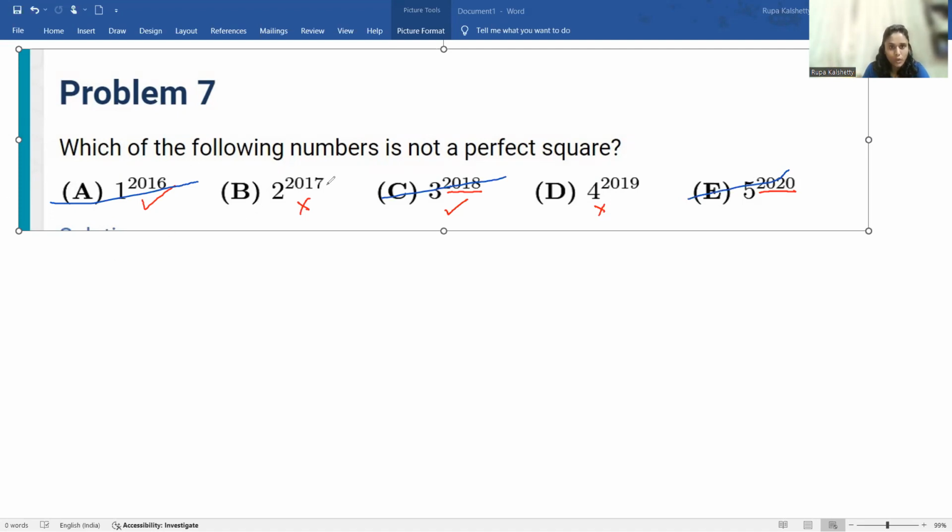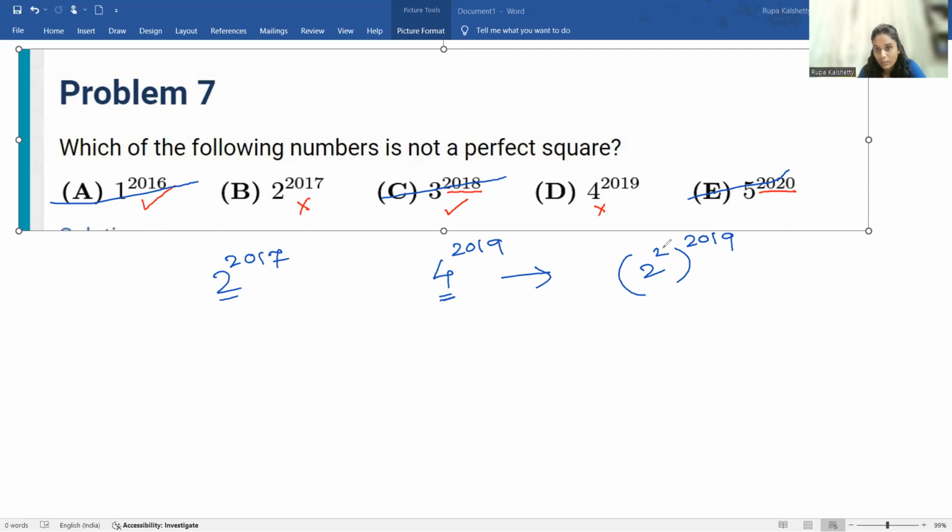We are left with only two options, B and D. Let's decide between them. Both have odd exponents. So how will you decide? If you look at their bases carefully, this is 2 and this is 4. Can we rewrite this as 2 to the power of 2, raised to 2019?